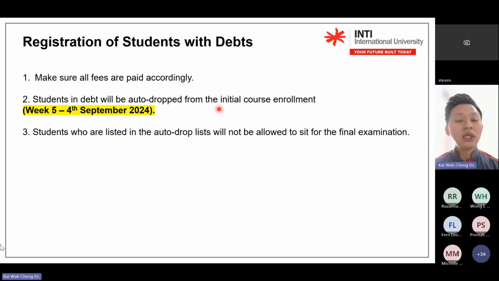So the due date in the August 2024 modular term is 4th of September 2024, the end of week 5. So please bear in mind, this date is important. And finally, students who are listed in the auto drop list will not be allowed to sit for the final examinations. All right, so these are the reminders in terms of tuition fees or finance matter.